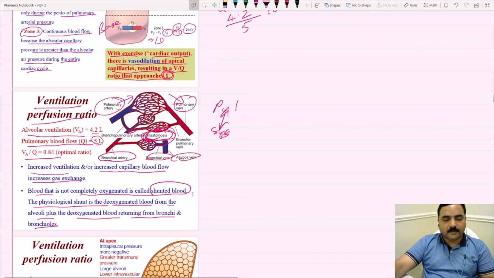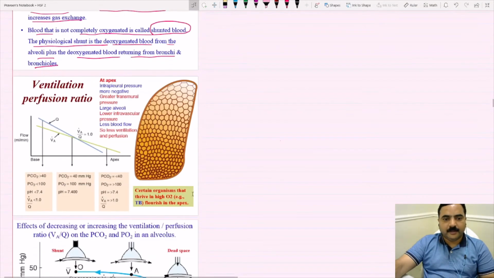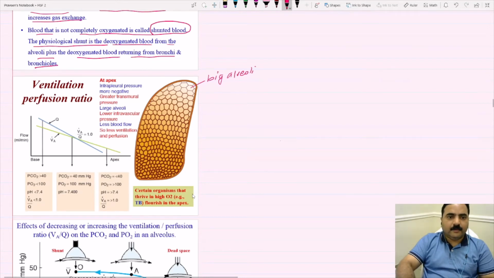Now let us discuss the ventilation-perfusion ratio in different parts of the lung. As I have already mentioned, there are big alveoli in the apex. The reason for this is that in a standing posture, the intrapleural pressure will be more negative over here. Because of the more negative intrapleural pressure, the alveoli will be bigger, and here you will see small alveoli in the base.